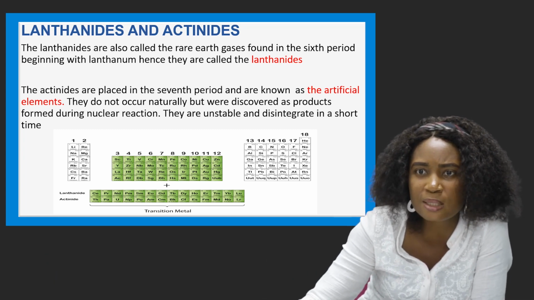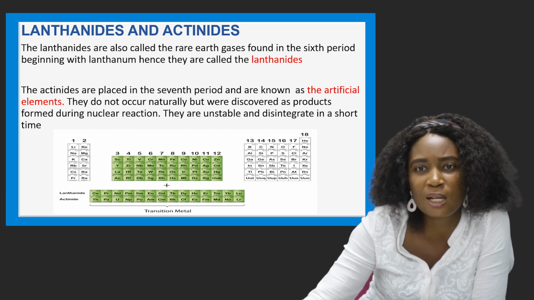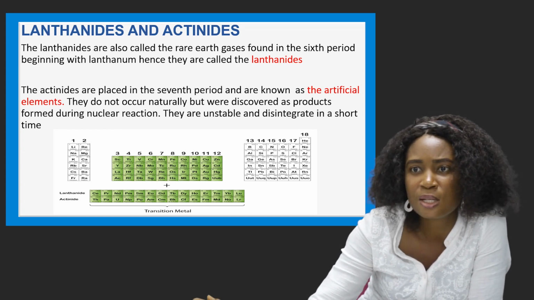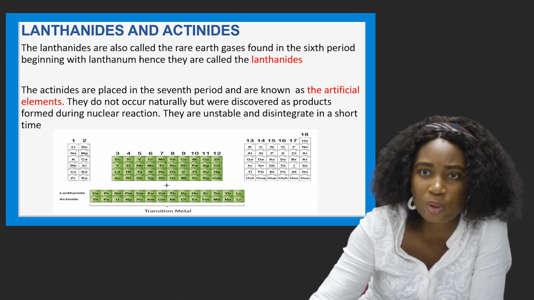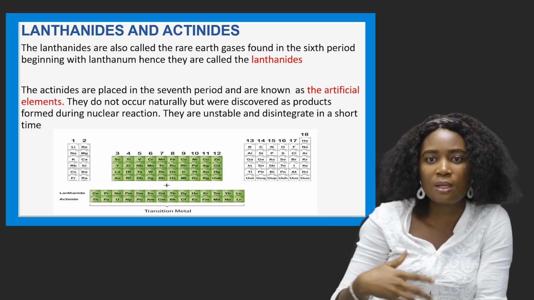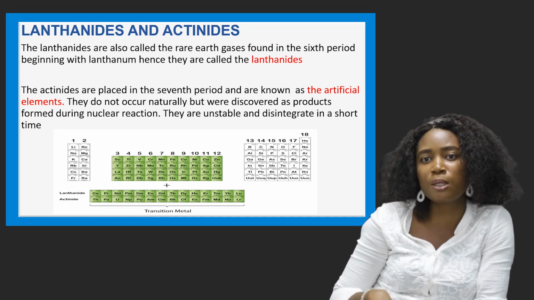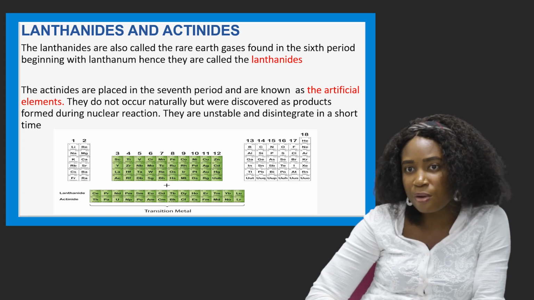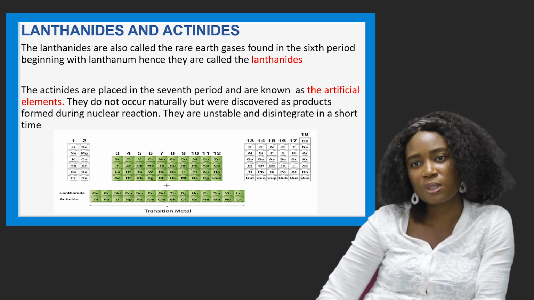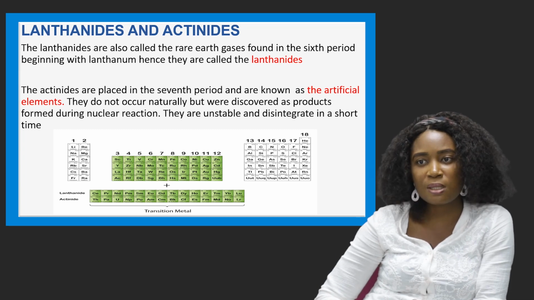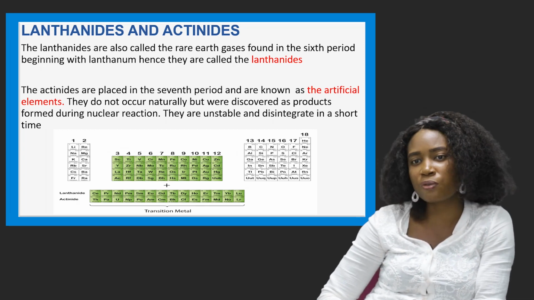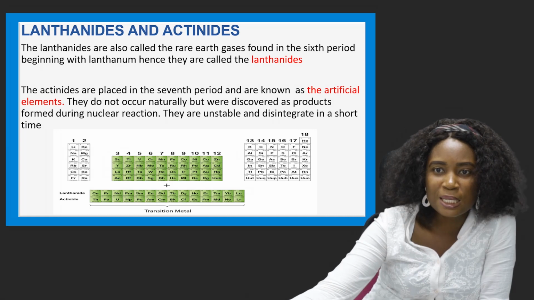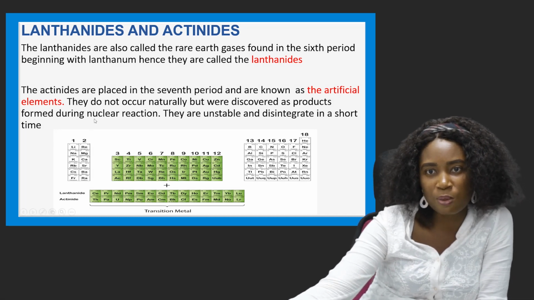Now, the actinides are below the lanthanides. They are placed in the 7th period, and they are known to be artificial elements. Artificial elements in the sense that they were synthesized in the laboratory. They do not occur naturally, as they were discovered during nuclear fission or nuclear reactions. These elements are very, very unstable. They disintegrate within a very short period of time. So these are the groups and the periods that we find in the periodic table.